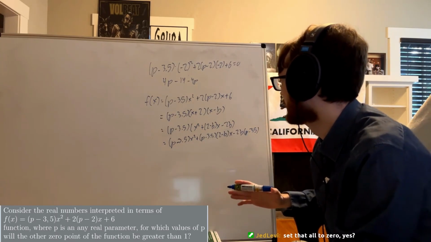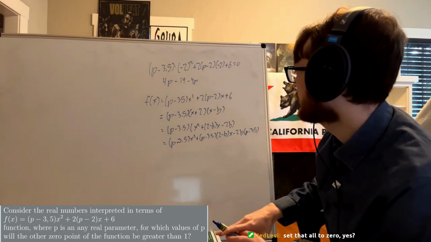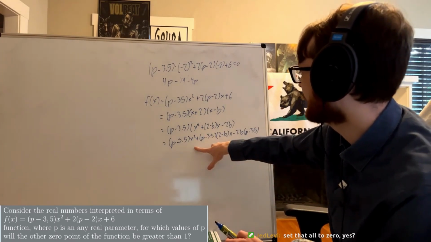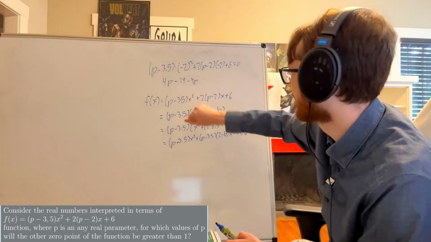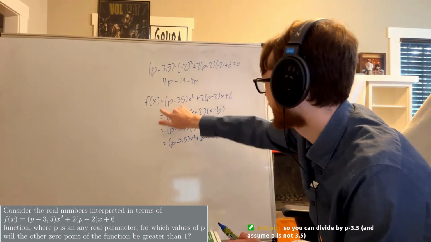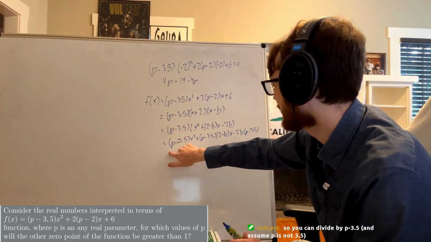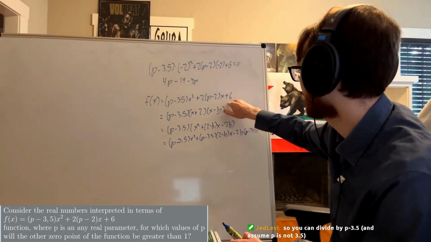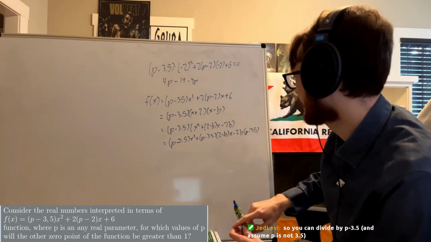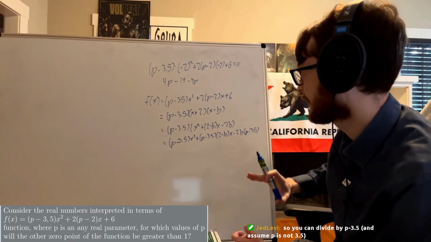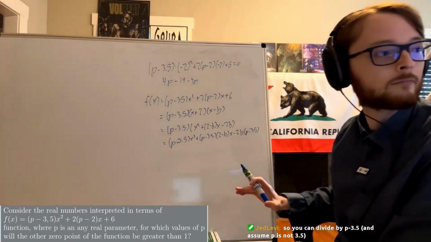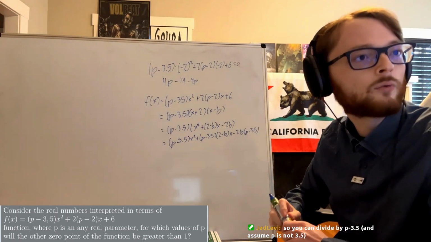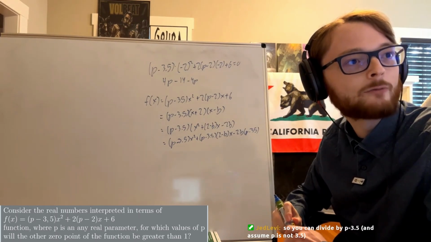Okay. So now, if this is equal to that, then the coefficient of x squared should equal the coefficient of x squared, which isn't that helpful here. But the coefficient of x should equal the coefficient of x, and the constant should equal the constant. So we have two equations, two unknowns. I assume we can solve for the other zero, which is going to be b. Okay, it's going to be, for which values of p?